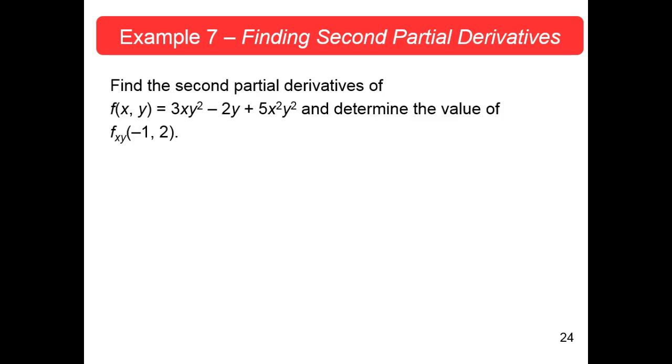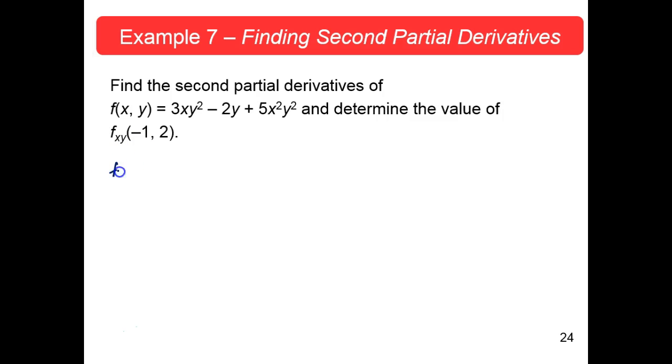Okay, so I think we're ready for example 7. Find the second partial derivatives of the function f of x and y equals 3xy squared minus 2y plus 5x squared y squared. Okay, and then determine the value of f sub xy of -1, 2. So I guess they want all the second partial derivatives. So I think they want them all.